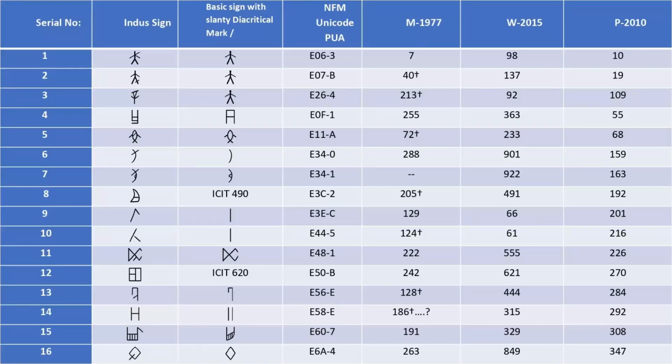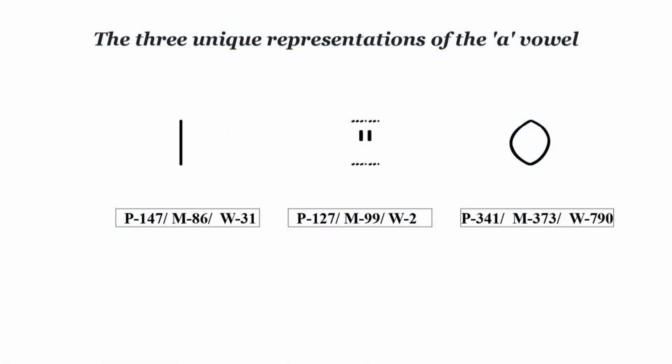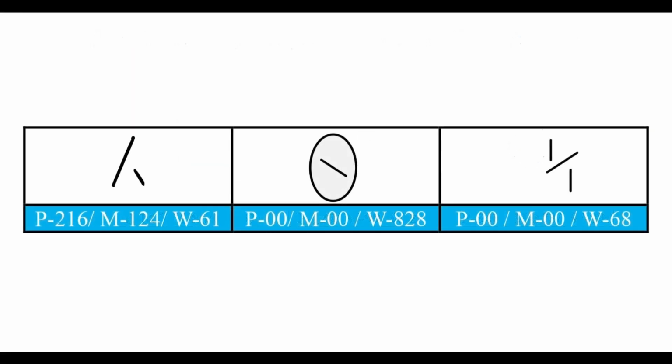There is no example yet of the slanted short stroke diacritical mark being used independently as a sign or grapheme in the Indus script. However, it may have a separate phonetic value. Therefore, it is used only as a modifier mark, consistently modifying the consonantal graphemes or primary signs. At the same time, it is applied to the three basic vowel signs and graphemes in the same manner.